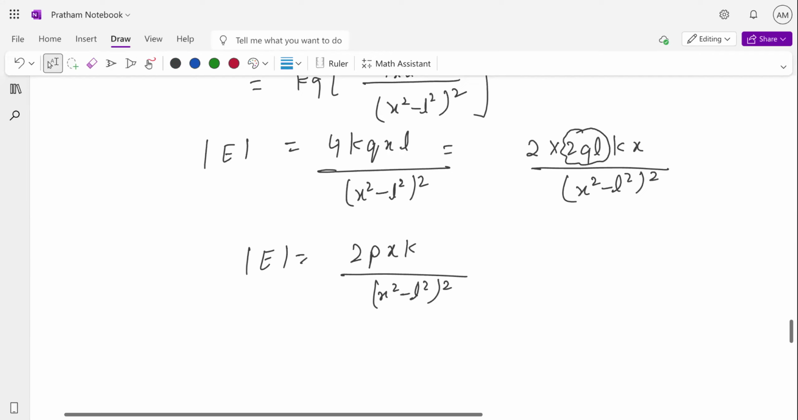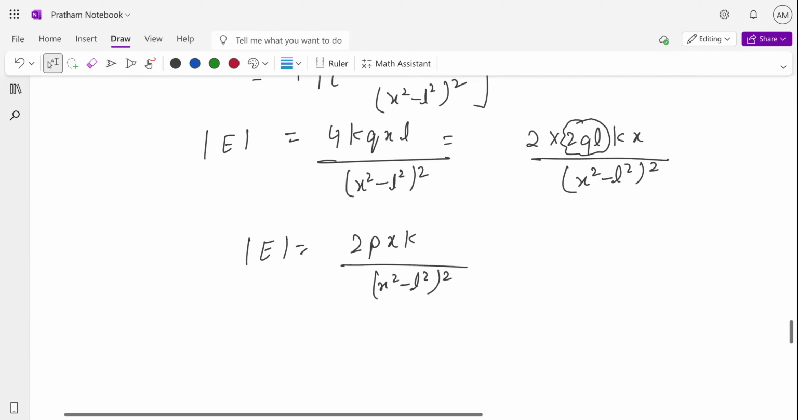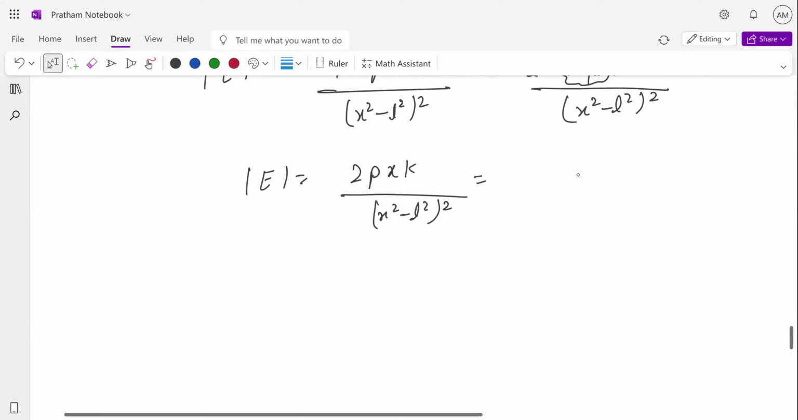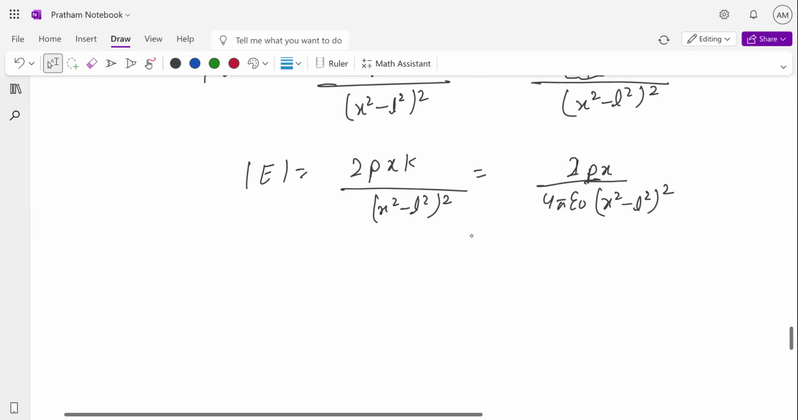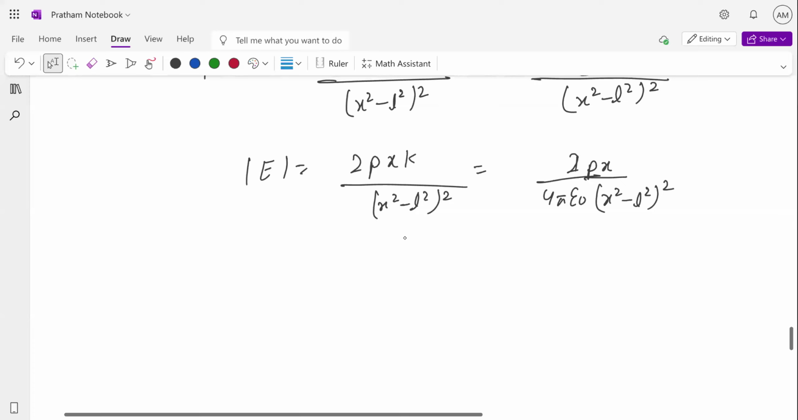It's up to you. You can rewrite the same thing as 1 by 4 pi epsilon naught. I just open this k, and here you will have 2px divided by (x square minus L square) square. Clear? Now just check it again.